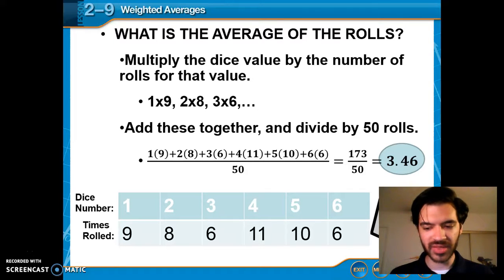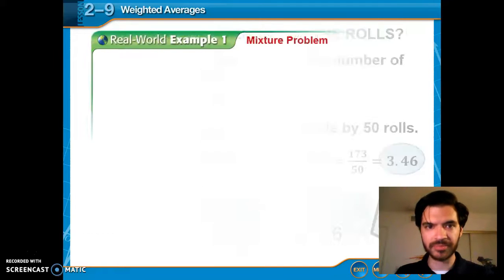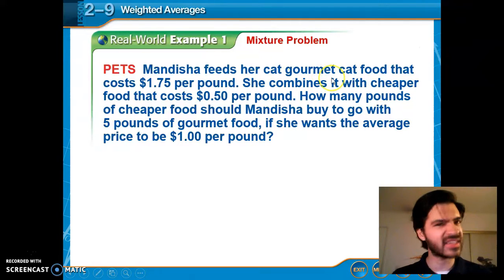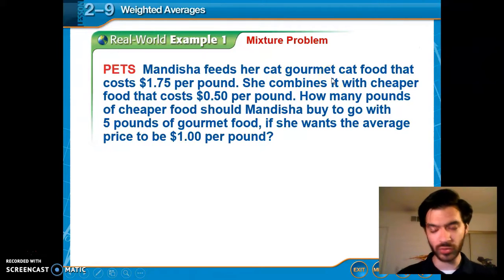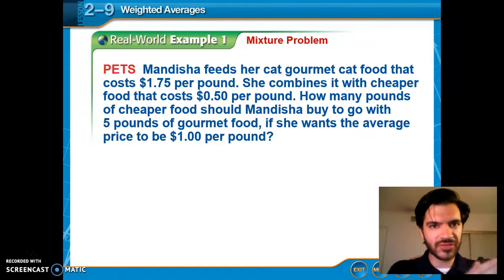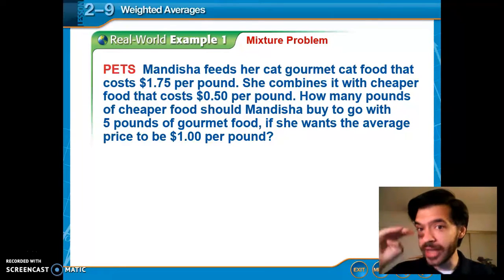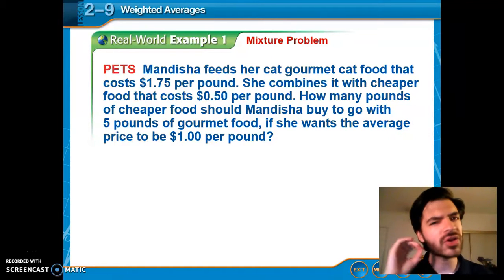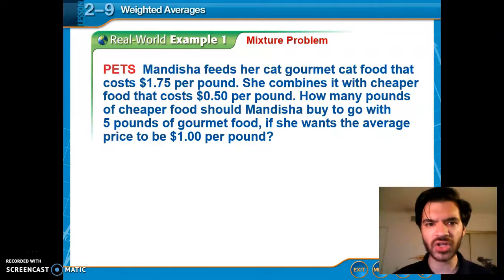Okay, now with that out of the way, we're going to be using this concept in a very different way. Let's start with a mixture problem. So, we have this girl Mendisha. She is feeding her cat gourmet food. Gourmet is like expensive, high-end food, like the best. Like if you're thinking about beef, there are different types of beef, and filet mignon is one of the top cuts of beef. Very expensive, costs a lot.